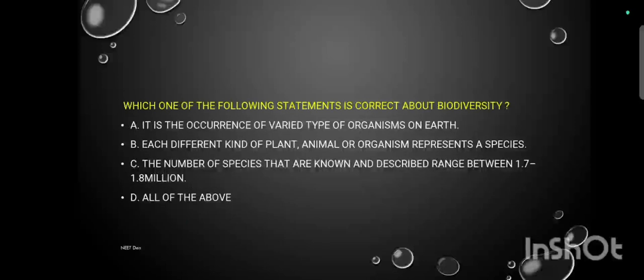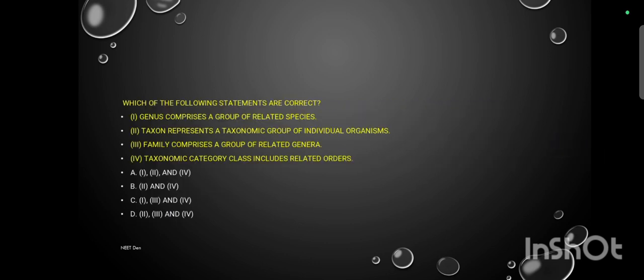Question. Which one of the following statements is correct about biodiversity? Option A. It is the occurrence of varied types of organisms on earth. Option B. Each different kind of plant, animal or organism represents a species. Option C. The number of species that are known and described range from 1.7 to 1.8 million. D. All of the above. So the answer here is D. All of the above.